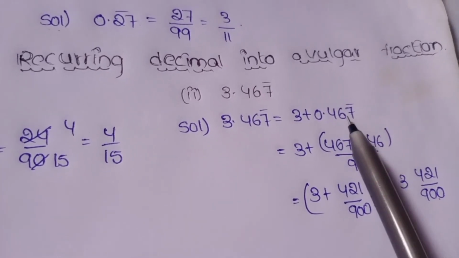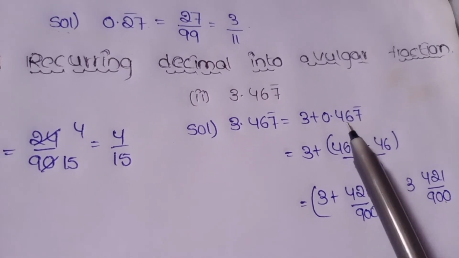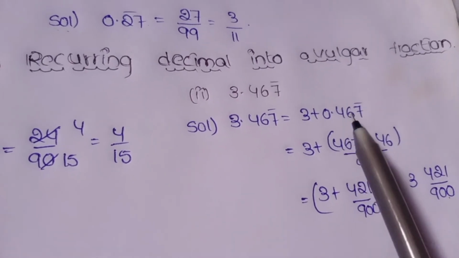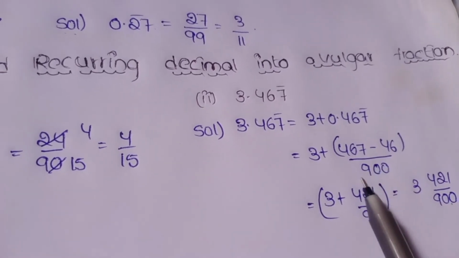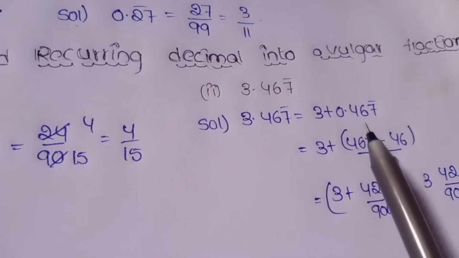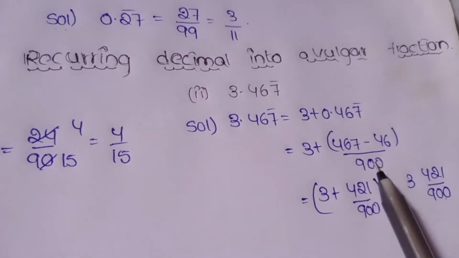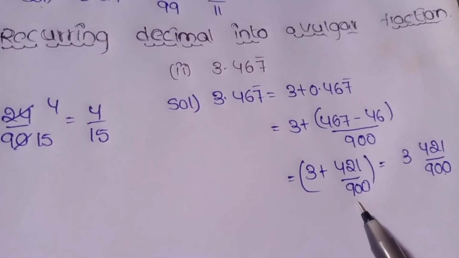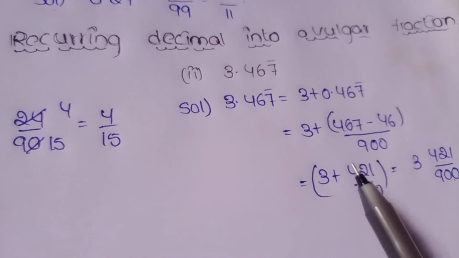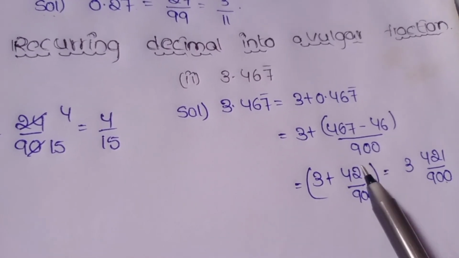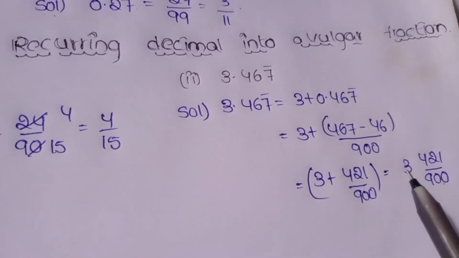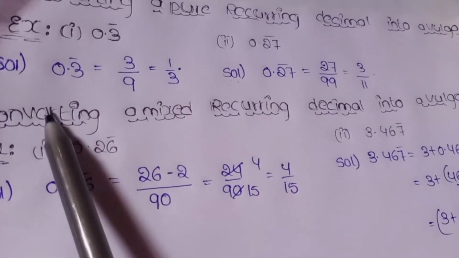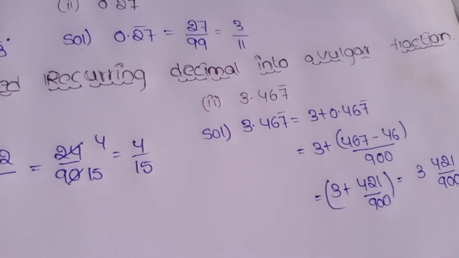The 2 non-recurring digits are 46. So 467 minus 46, by, here how many recurring points? 1. So I have to write 9, and how many non-recurring points? 2. I have to write 2 zeros here, and do the simplification, getting 3 plus 421 by 900. In the last section we learned that if the numerator is less than the denominator, we directly write 3 into 421 by 900. These are the examples of converting a mixed recurring decimal into a vulgar fraction.